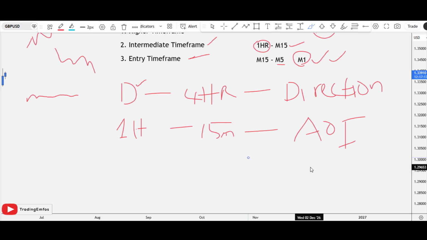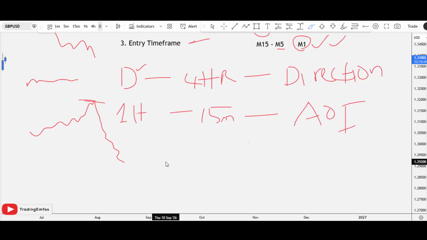I will start marking important areas. These areas could be your support levels, could be your resistance level, could be your supply zone, could be your demand zone, could be a fair value gap, and it could be liquidity areas. So you start marking them. These are locations where price is likely to react. Once it gets there, it's likely to react. Either it will continue going up or it will reverse and come down.